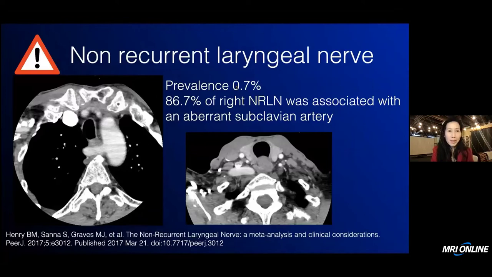How can we help as a radiologist since we can't see the nerve? Well, easy. If we see this aberrant subclavian artery, then we know that there is an 87% chance that this patient has a non-recurrent laryngeal nerve. So if you see this anomaly, make sure you mention it in the impression if the patient is about to have thyroid surgery.